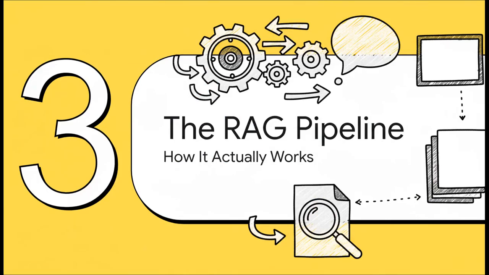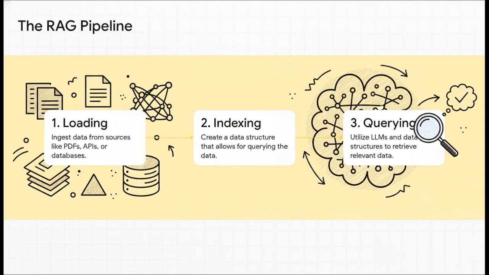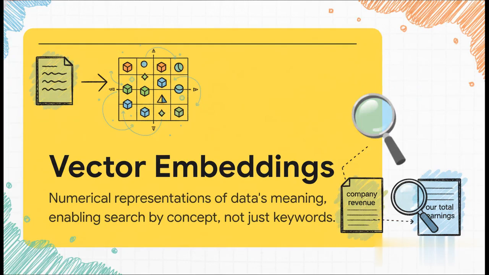Now, let's pop the hood and see how the machine actually works. Let's break down what's called the RAG pipeline. You know, the whole complicated process really just boils down to three main steps. First, you load your data from wherever it happens to live. Then you index it, which is just a fancy way of saying you organize it so you can search it really fast. And finally, when a user asks something, the system queries that index to find the perfect context and generate a smart answer.